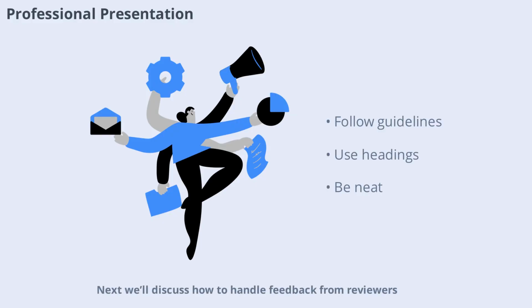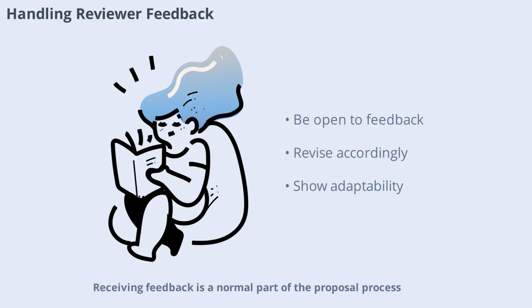Next, we'll discuss how to handle feedback from reviewers. Receiving feedback is a normal part of the proposal process. Reviewers may suggest changes or ask for clarification. Approach feedback with an open mind and use it to improve your proposal. Address all comments thoughtfully and make necessary revisions. This shows your willingness to learn and adapt.